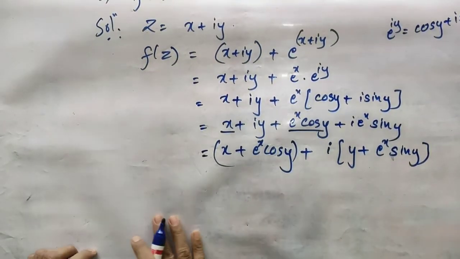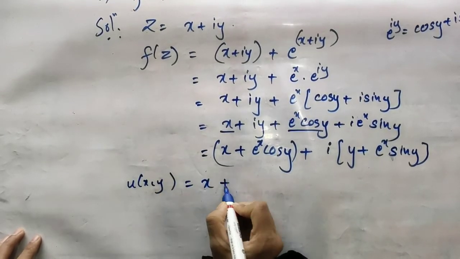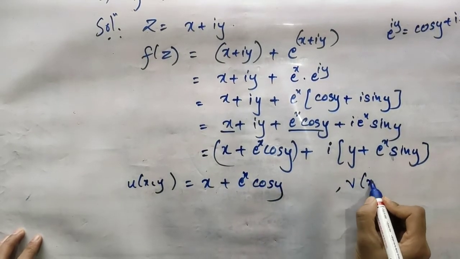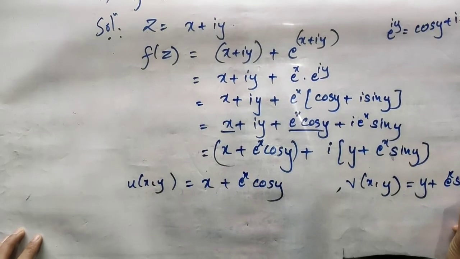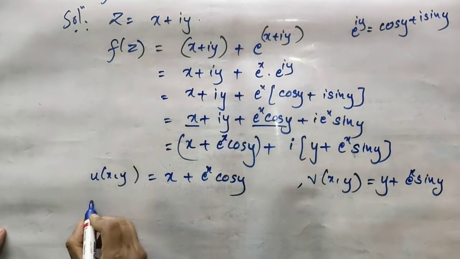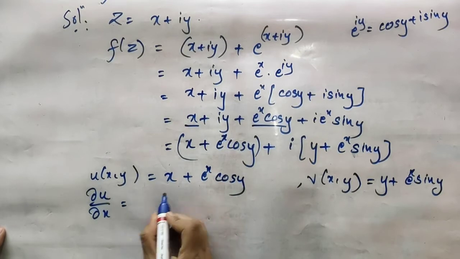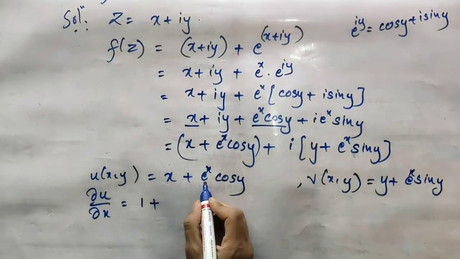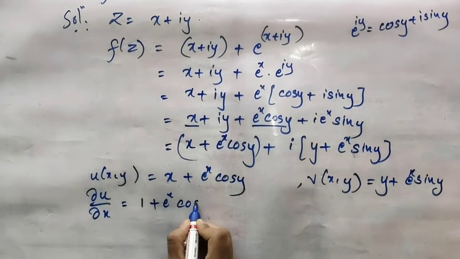Very simple. So you have your u of xy as x plus e to the power x cos y, and v of xy as y plus e to the power x sin y. Agree? Now let's work out dou u by dou x, the derivative of this with respect to x. Derivative of x with respect to x is 1, plus, here cos y is constant, so derivative of e to the power x is e to the power x cos y as it is.